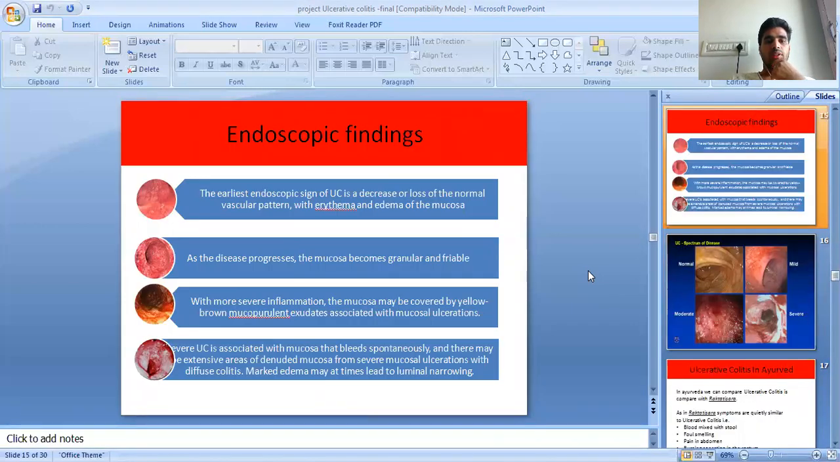Endoscopy findings. The earliest endoscopic sign of ulcerative colitis is decreased or loss of the normal vascular pattern with erythema and edema of the mucosa. As the disease progresses, the mucosa becomes granular and friable. With more severe inflammation, the mucosa may be covered by yellow-brown mucopurulent exudates associated with mucosal ulceration. These are the endoscopic findings.